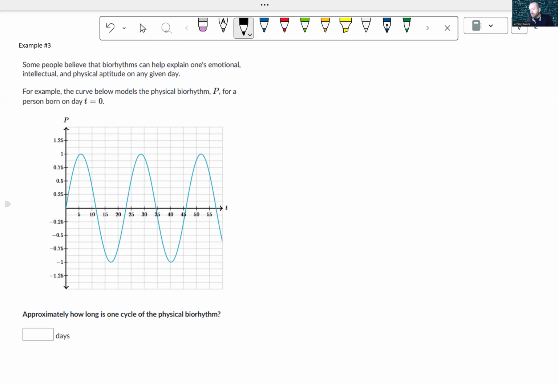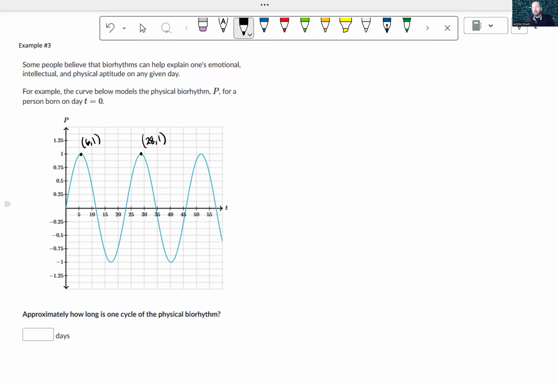So we have the curve for this, and it says it models the physical biorhythm P for a person born on day T equals 0. And it says how long is one cycle of the physical biorhythm? Well, remember, one cycle is from peak to peak or from trough to trough. So that's two ways we can find one cycle. Let's do peak to peak again for one cycle. So this first coordinate is at, we're going to say, 6, 1. And the second one is at 28, 1.